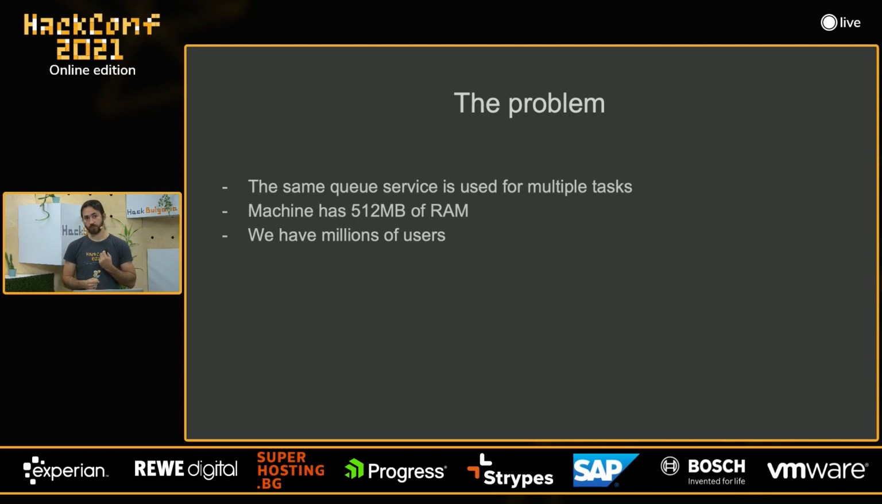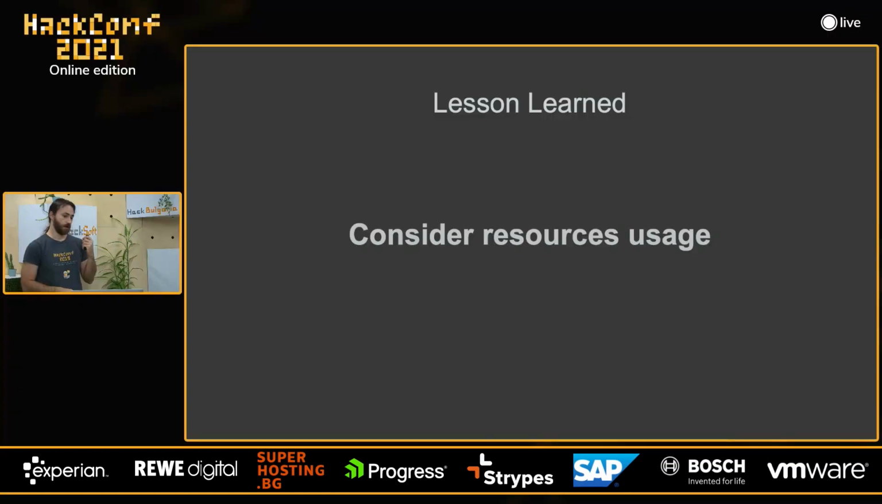The problem was that the same queue service was used by multiple tasks. And on top of that, it was a machine running with 512 megabytes of RAM. And we have millions of users. So practically what happened is that an hour after this was deployed, the servers overloaded because all those images were kept in the memory. The queue was full, other things stopped, the queue filled up, the server crashed. Fortunately, that was only what was going to happen. We caught this during review.